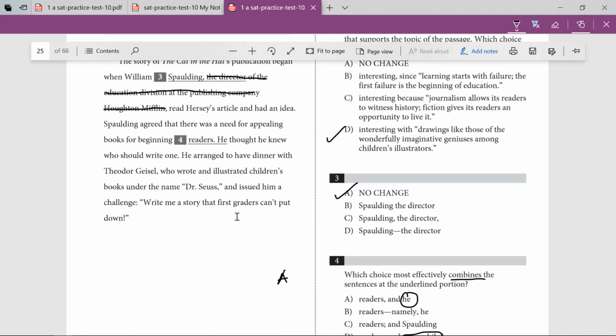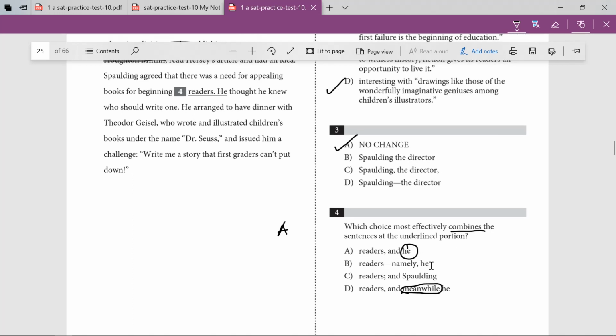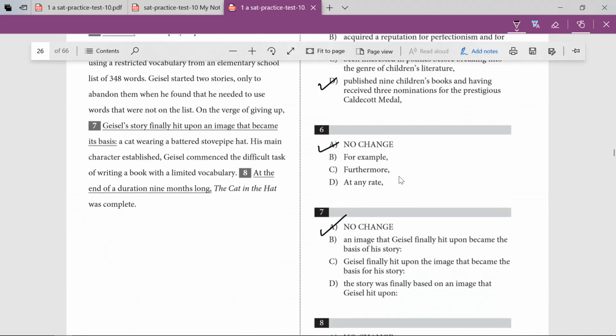The next is the fourth one. Which choice most effectively combines the sentences at the underlined portion? So, combining with the help of, yeah, these are two separate sentences as we saw. So with a comma and the rest of the part, I mean, a comma and a conjunction were used here. So like this, we went through the rules. We first read all the options, and then we did the questions. This is how you can approach this test.